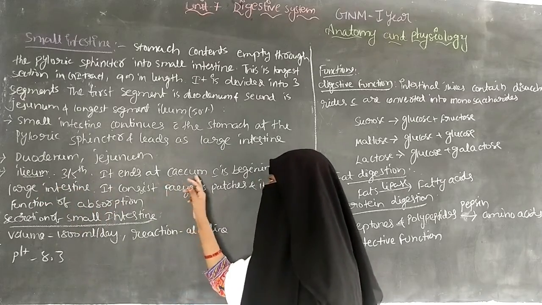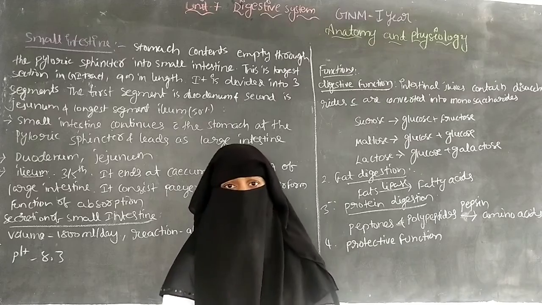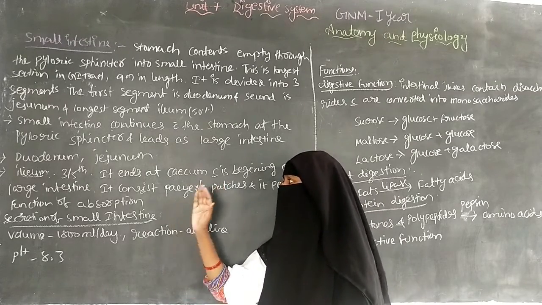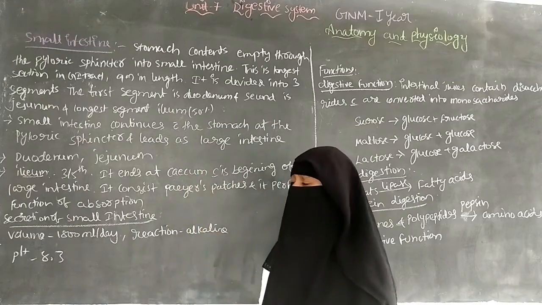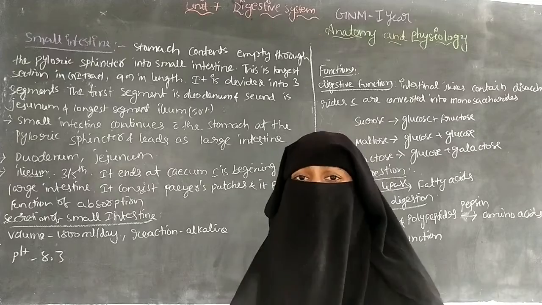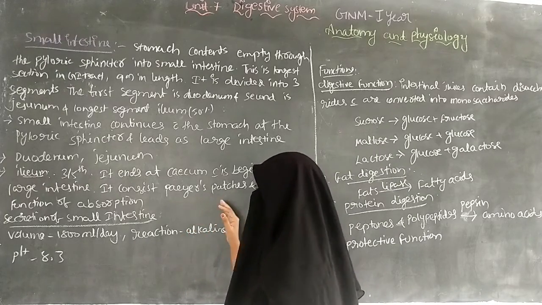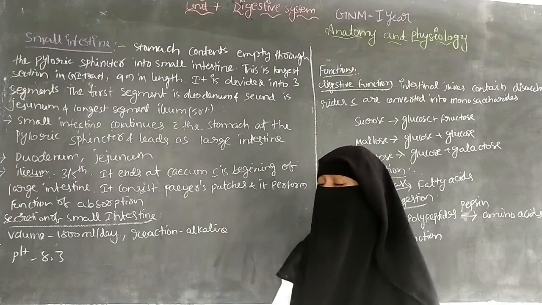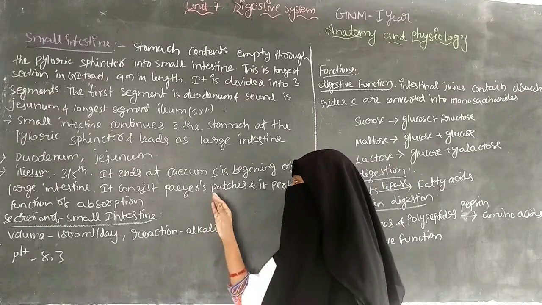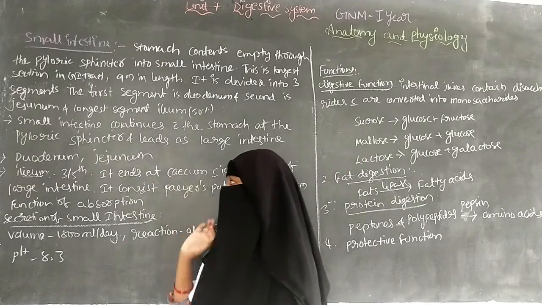The ileum ends at the cecum. The cecum is the beginning part of the large intestine, the first part of the large intestine. The ileum contains Peyer's patches. Peyer's patches are masses of lymphatic tissue, and they are present over the ileum.